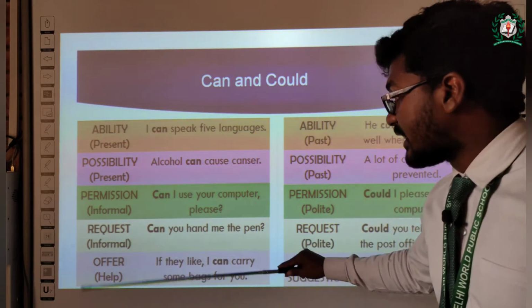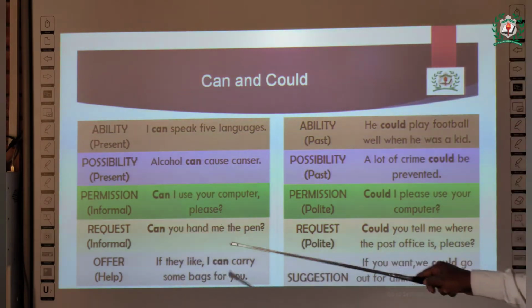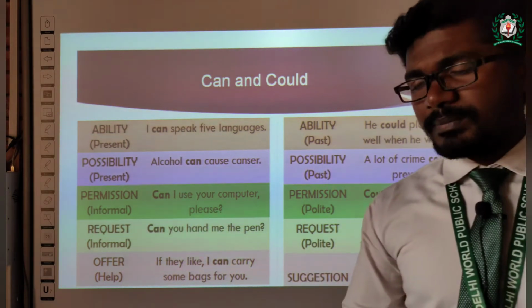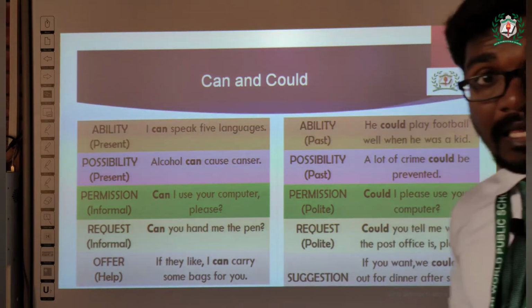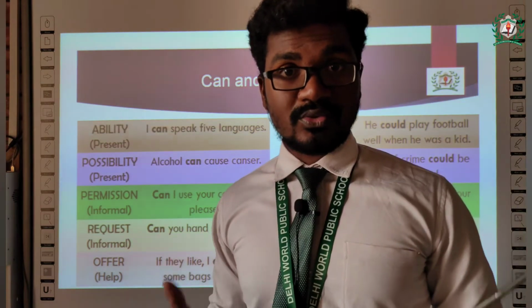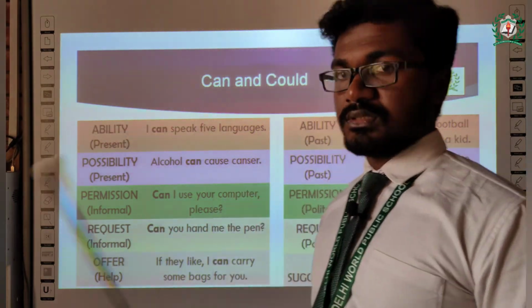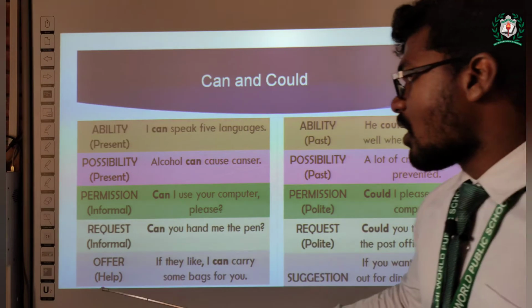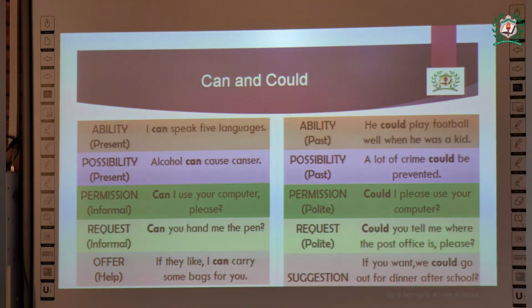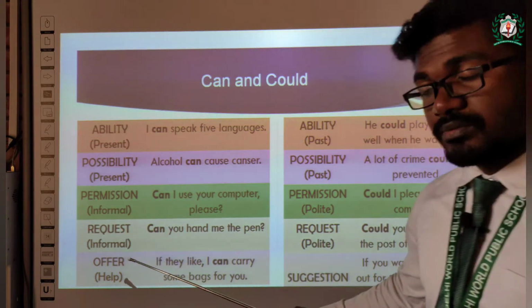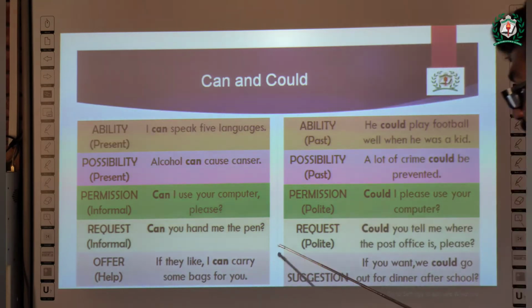Now request. Can you hand me the pen? Can you give me the pen? Your request: could you tell me where the post office is, please? When you are approaching an officer or an unknown person in a formal way, you can use could. Offer: if they like, I can carry some bags for you. If you want, we could go out for dinner after school. For suggestion purpose, for offer purpose.